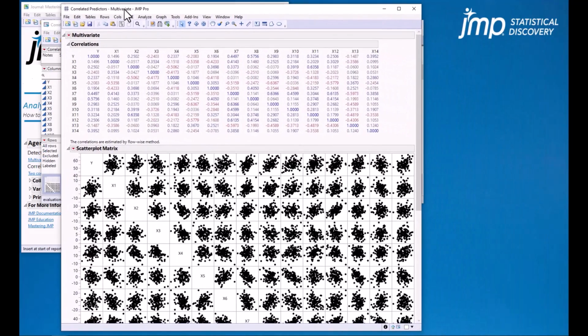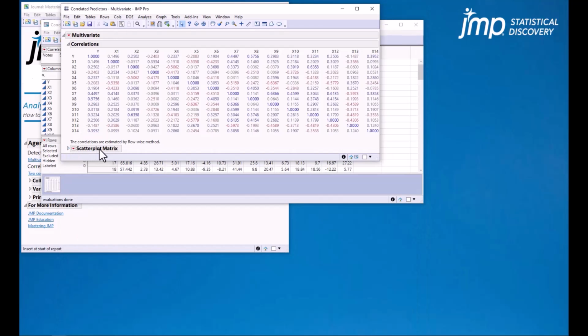And the output looks pretty overwhelming. I'm going to close the scatter plot matrix. I'll come back to it. The thing at the top is the correlation matrix. It is a 15 by 15 matrix because there are 15 variables, and it contains the pairwise correlations between the variables. It's a symmetric matrix because the correlation between x1 and y is the same as the correlation between y and x1, and that's about 0.15.